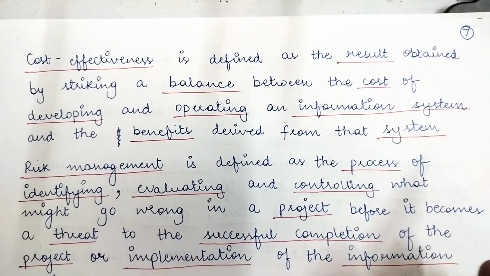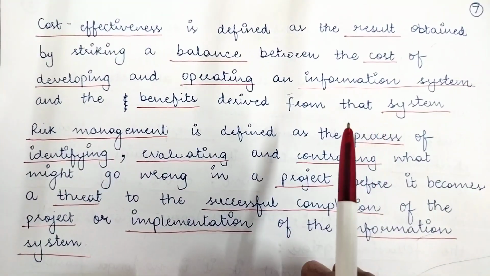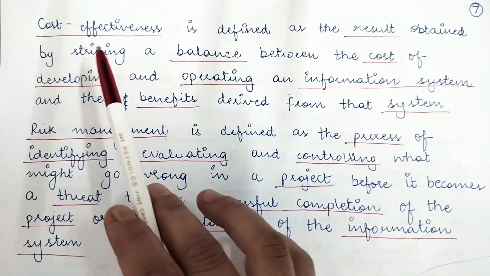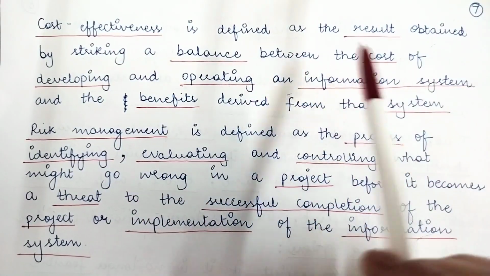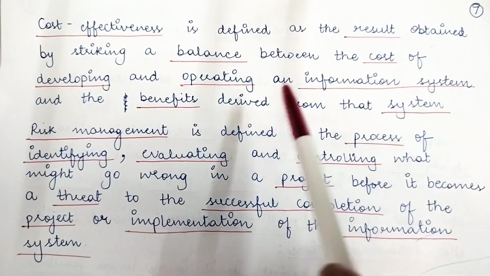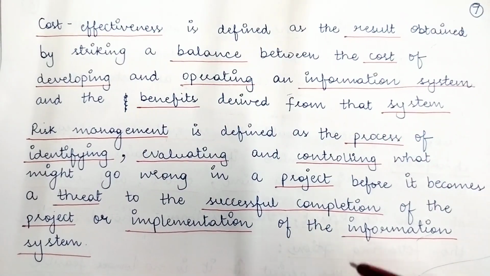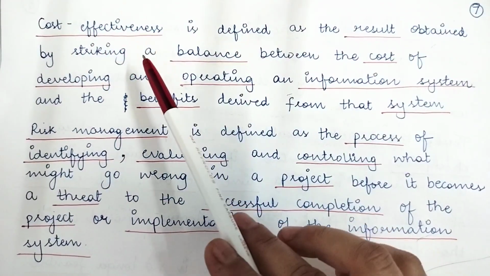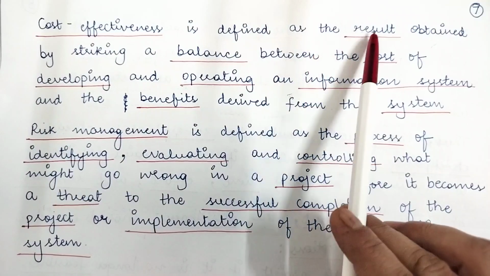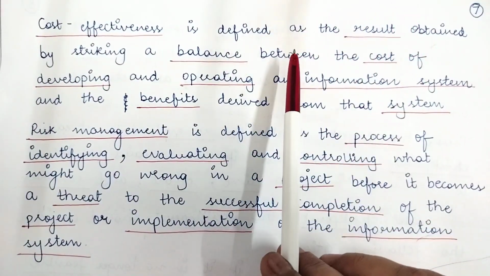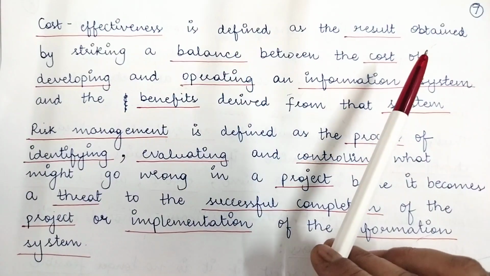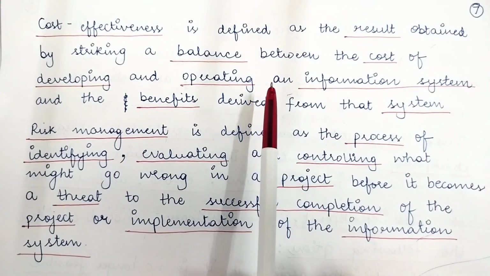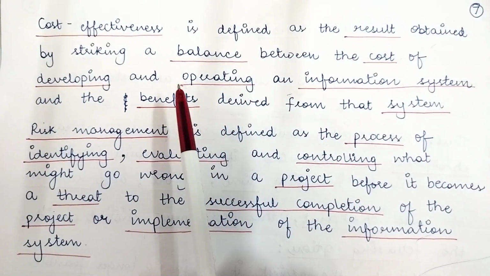Now, I said that the solution should be cost effective and it should provide for risk management also. So when I say cost effective, it is defined as the result obtained by striking a balance between the cost of developing and operating an information system and the benefits derived from the system. So when you are evaluating the solution for cost effectiveness, you are finding out what is the result obtained from this system, and whether the cost of developing this system, the cost of operating this information system, is less or more than the benefits.